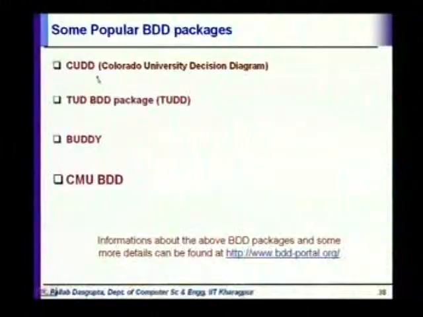The most popular BDD package that is used today is the CUDD, or the Colorado University Decision Diagram package. Then there are several others like the CMU BDD and the Stanford and the Berkeley BDD packages, which were among the earliest that came along. And there is a website, www.bddportal.org, which maintains the different BDD packages which are available and gives some details on each of them. These, by the way, are in the public domain, so one can always download them and use them.